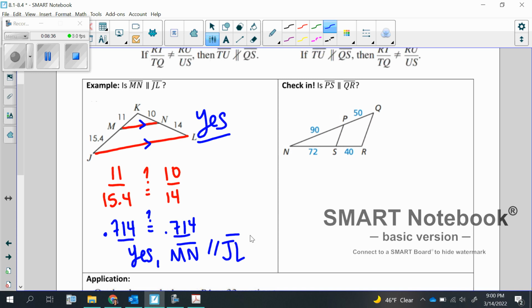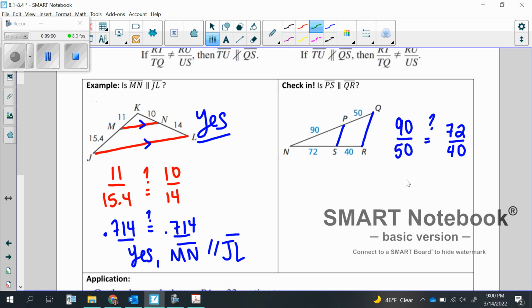So for the check-in here, just to further reiterate this, is PS parallel to QR? So we want to know, are these two segments, PS and QR, parallel to one another? Well, let's check the proportions. So we're going to see, does 90 over 50, does the top pieces equal the bottom pieces, 72 over 40? And I'm just going to put the fraction in my calculator.